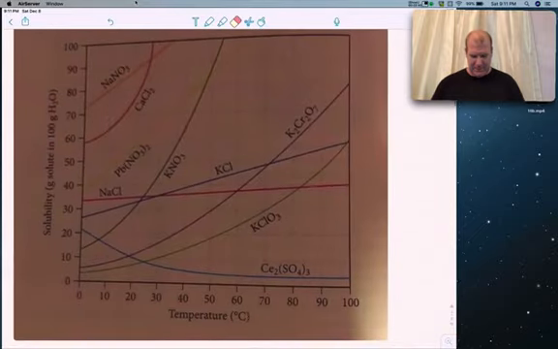Here is a figure. On the y-axis you have solubility, the x-axis is temperature, and you can see that pretty much everything, with an outlier there with cerium sulfate, but basically everything, when you add energy and increase temperature, solubility goes up.